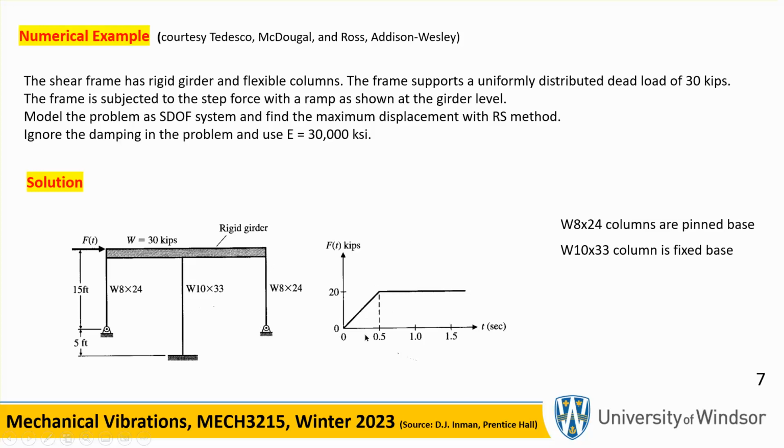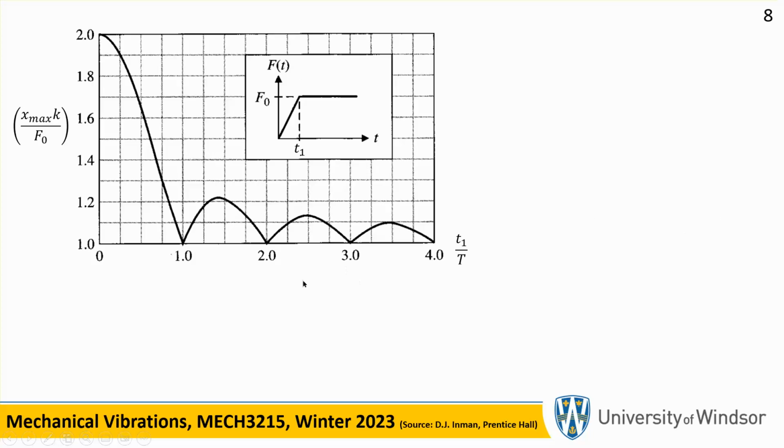Now, notice that the maximum deflection depends on how fast this load was applied. If you go to the previous graph, the response spectrum graph, you'll see that depending on what the little t1 is, the maximum deflection is going to be different. There we are. This is the graph that I was talking about. See, the smaller the T1, which means the faster this thing rises, the bigger the load. That makes sense.